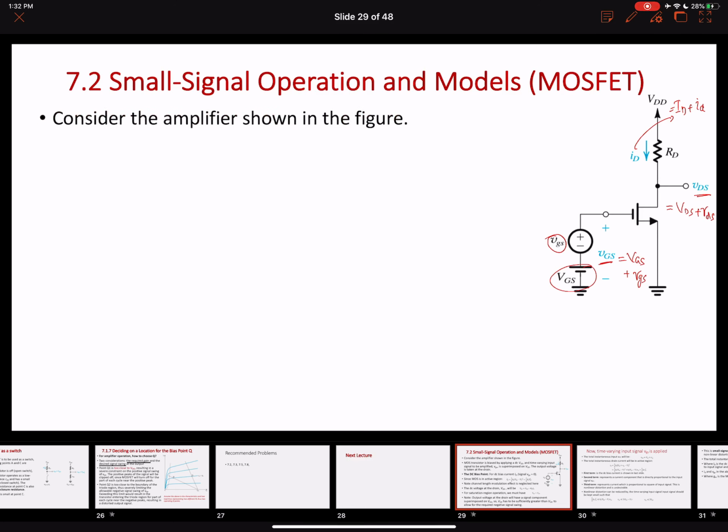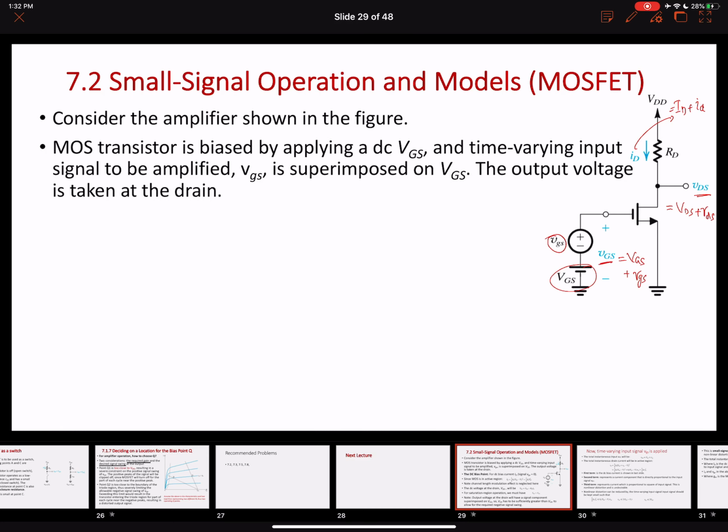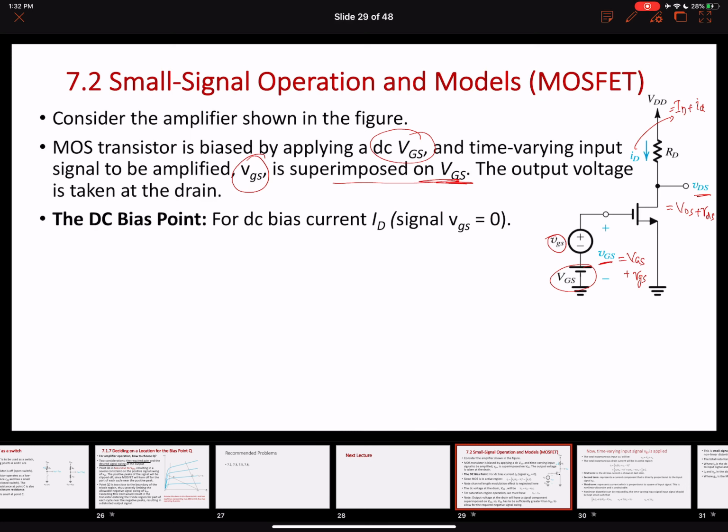Right, so consider the amplifier shown over here, which is being operated in the saturation region. So we will bias the transistor by applying a DC VGS. Our time varying VGS will be superimposed on it, right? So if we take the output voltage at the drain, this will be called VDS, and this is going to be the instantaneous value.